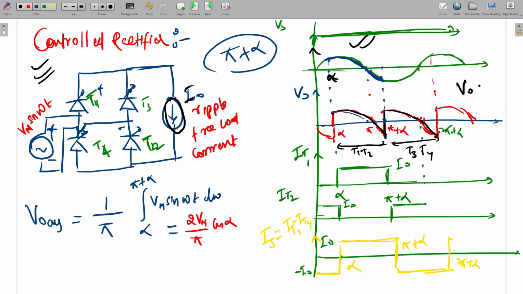Since the current is highly inductive, it needs some path, but it will not flow through T3 T4 because we have not fired those switches. Even though they are in forward conduction mode, the firing pulse is not given, so without a firing pulse T3 T4 will not conduct. When we give the firing pulse to T3 T4, this current will be carried by T3 T4. Here T1 T2 will be in reverse bias mode during the negative half cycle. Is it clear?